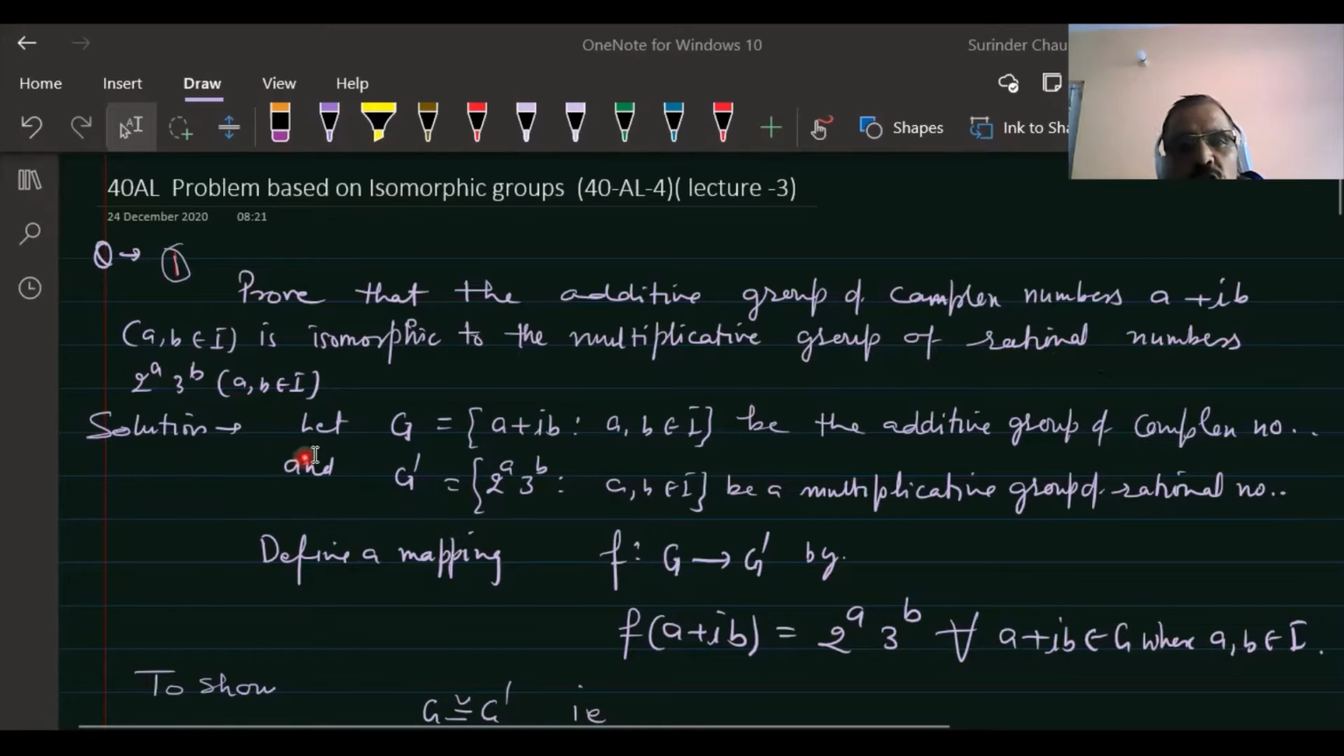So the solution is given. Let G be the set of all complex numbers a plus iota b, where a and b are integers, an additive group of complex numbers, and G dash is a group consisting of 2 to the power a into 3 to the power b, where a and b are integers, a multiplicative group of rational numbers. Let's define a mapping from G to G dash by f of a plus iota b is equal to 2 to the power a into 3 to the power b for all a plus iota b belonging to G.